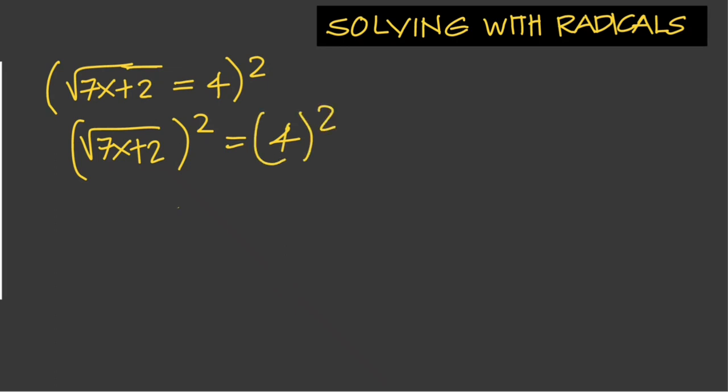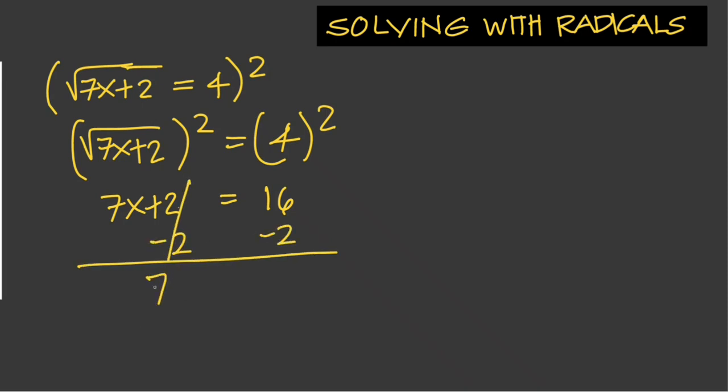The square of the square root of 7x plus 2 is just equal to 7x plus 2, and 4 squared is just 16. And then we solve for x here. We subtract 2 from both sides. This cancels out, so we're left with 7x. 16 minus 2 is 14, and then we divide by 7 on both sides, and this cancels out, so x is equal to 2.